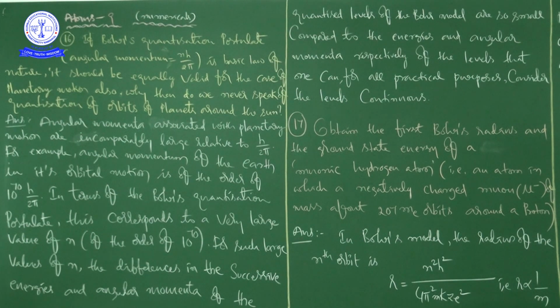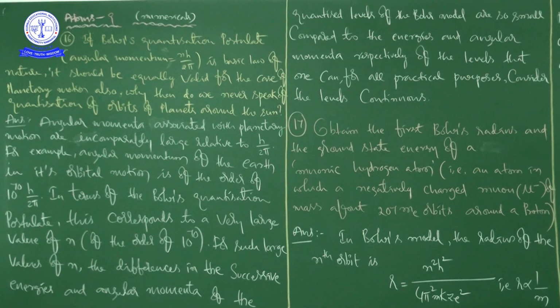At the same time, regarding the planetary motion, that is, the orbital motion of the earth around the sun, mvr is equal to 10 to the power of 70 times h by 2 pi. You just compare these two. Then what is the value of n? Which is 10 to the power of 70. Right? So in terms of Bohr's quantization postulate, this corresponds to a very large value of n.